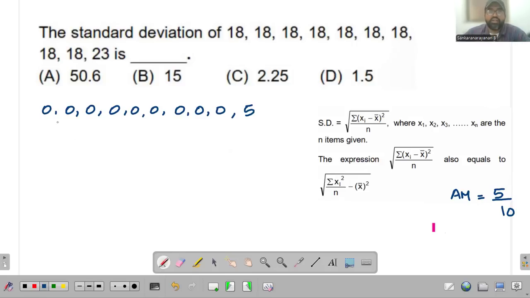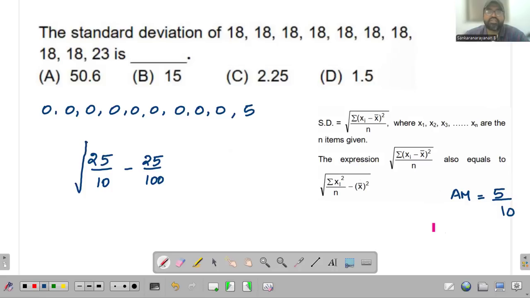Now, here I am finding 0 square plus 0 square plus 0 square. That's what sigma xi square. So 0, 0, 0, 0, 0, 0, 0, 0, 0 square plus 5 square, that is equal to 25, divided by number of observations, which is 10, minus the arithmetic mean 5 by 10, the whole square. That will be nothing but 25 divided by 100.